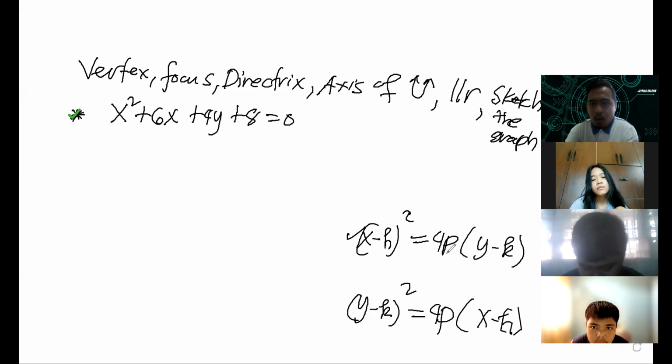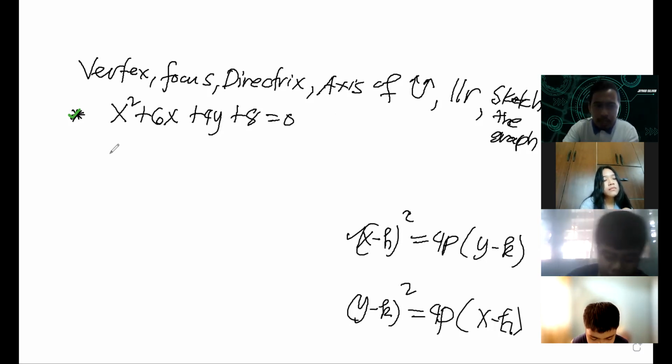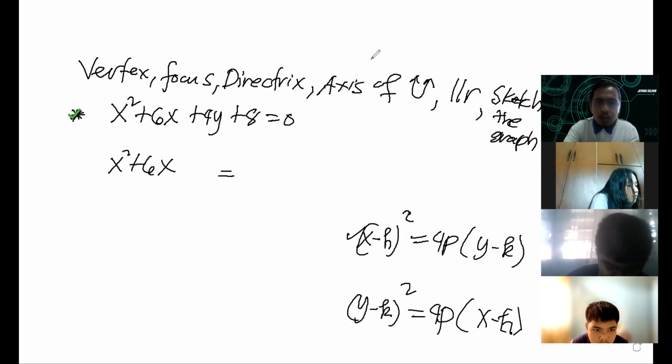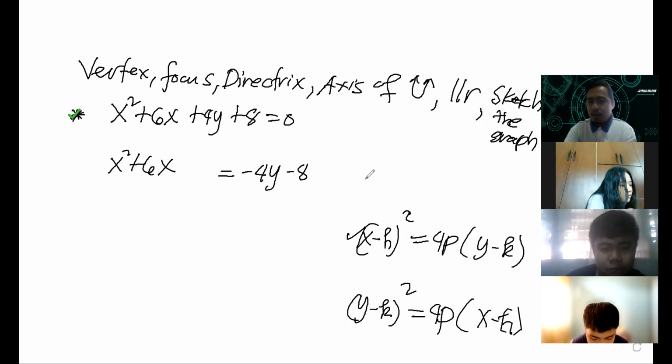But the problem is how? The best thing that you will do, since as you observe, all x's are combined into one and all y's are also into one, is to combine all the x terms and transfer the y terms and the constant to the other side. So it will now be x squared plus 6x equal to negative 4y minus 8. Is it clear?